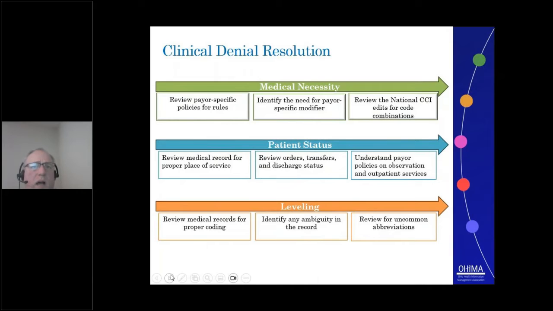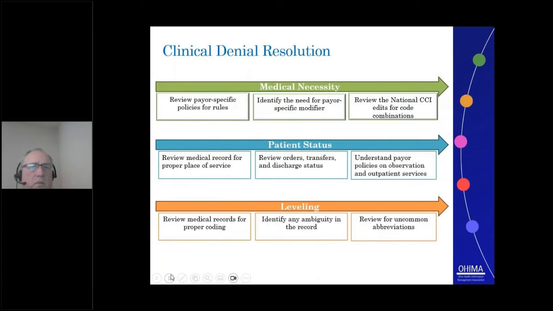Patient status. Denials are common when a patient moves from one care continuum to the next. Make sure that the documentation reflects the place of service and associated codes are correct and represented on the claim form. Additionally, do the payer policies support the movement, and are the orders present as well as any needed authorizations?